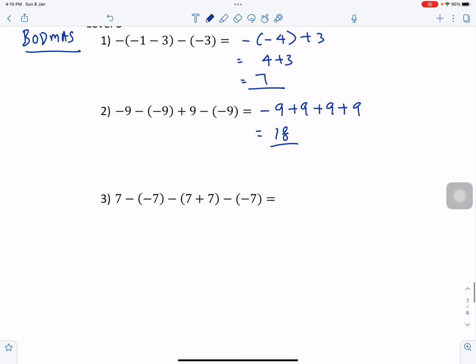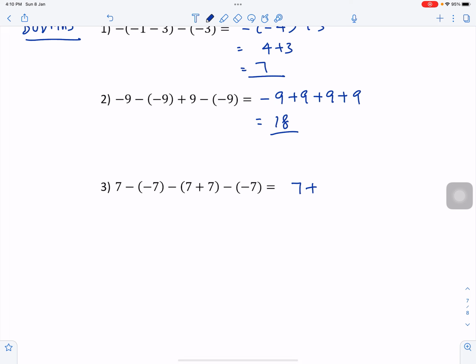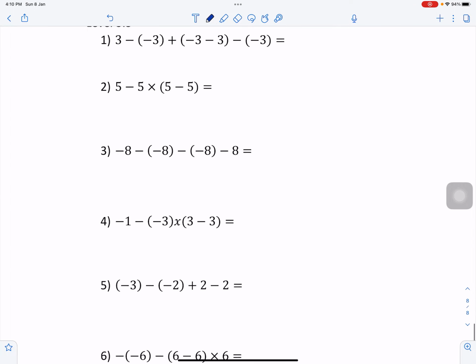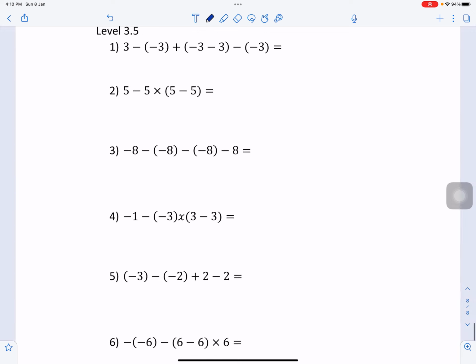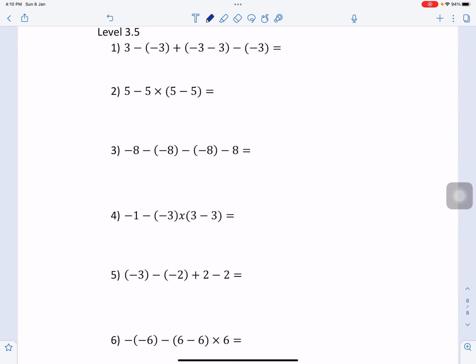Now question number 3 itself, 7 plus 7 minus... whatever is in a bracket should be done first. Minus 14 plus 7. That should give me 7 alone. Okay, all right. Once we are done, we move up. And the last one, level 3.5, because these questions are a little bit, not really complicated, but just for you to try. Okay, all right, just remember, minus and minus give me a plus.